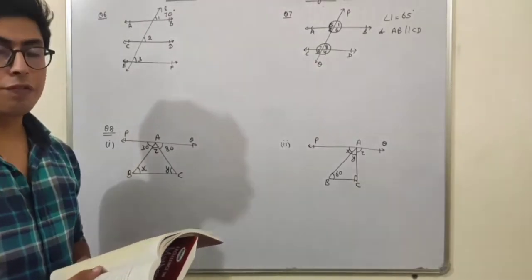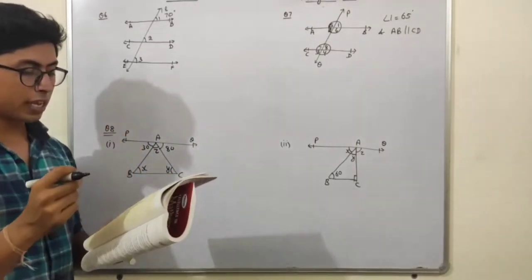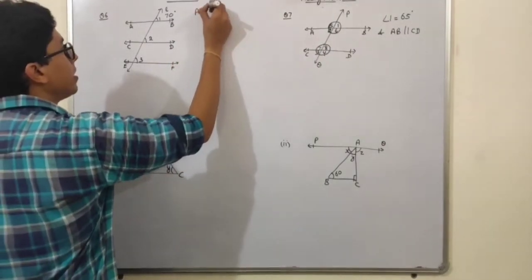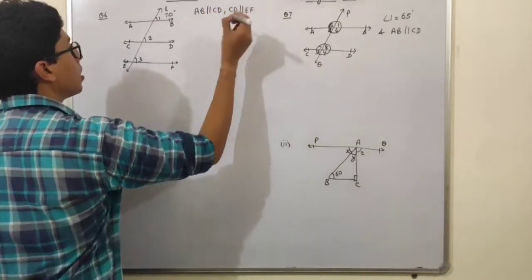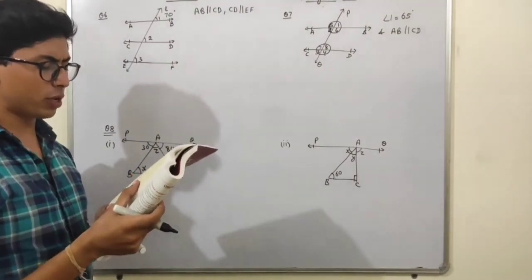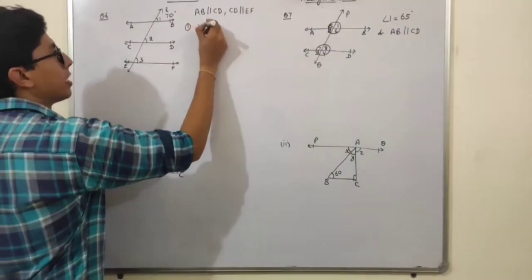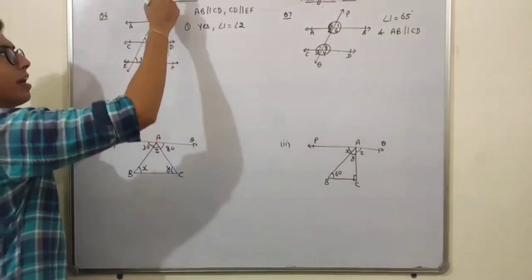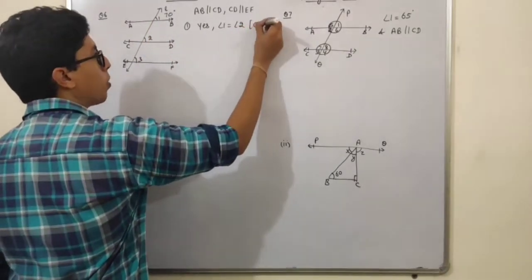Okay students, now moving forward to question number 6. In the adjoining figure, AB is parallel to CD and CD is parallel to EF. It is given in the question. Now answer the following questions. First, is angle 1 equal to angle 2? Yes students. Angle 1 is equal to angle 2 because AB and CD are parallel and L is a transversal. So angle 1 is equal to angle 2 because of corresponding angles.